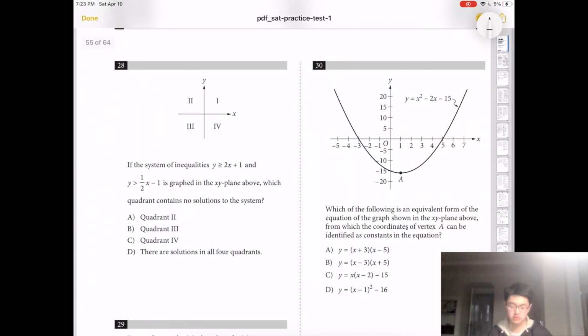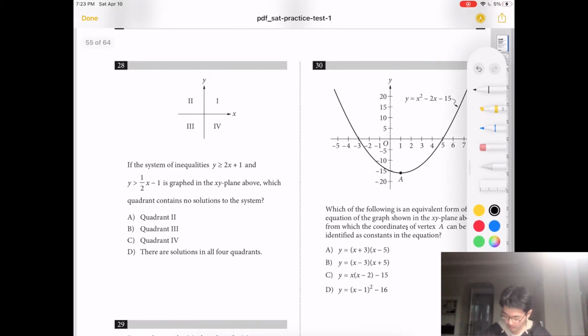Number 28, which quadrant contains no solutions to the system? Alright, for 2x plus 1, the graph would look something like that. And for 1 half x minus 1, the graph would look something like that. So the only place that overlaps is over here, and quadrant 4 isn't one of those places that overlaps. So the answer is C, quadrant 4.